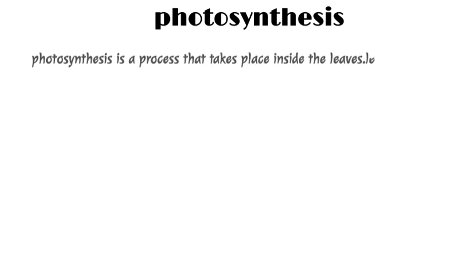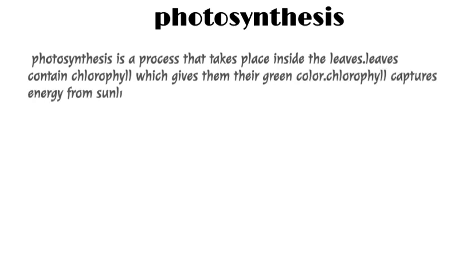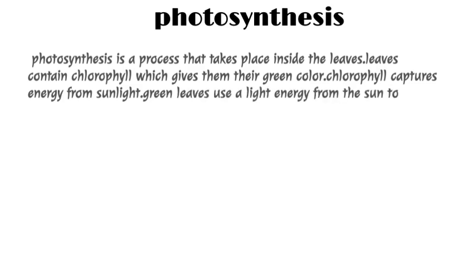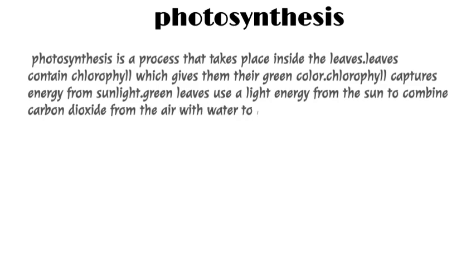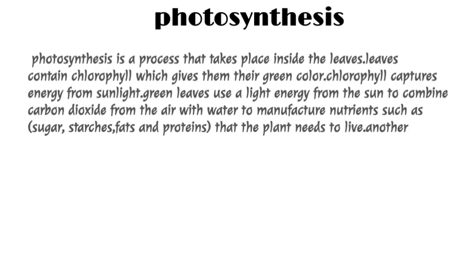Photosynthesis. Photosynthesis is a process that takes place inside the leaves. Leaves contain chlorophyll, which gives them their green color. Chlorophyll captures energy from sunlight. Green leaves use the light energy from the sun to combine carbon dioxide from the air with water to manufacture nutrients such as sugar, starches, fats and proteins that the plant needs to live.